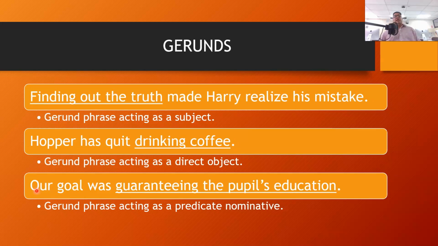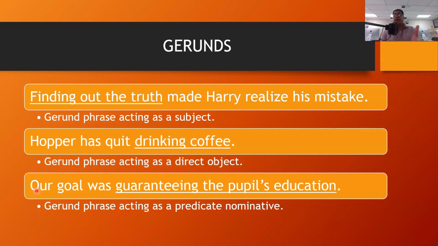Here we go. Finding out the truth made Harry realize his mistake. That is a gerund phrase. It's acting as the subject, because you gotta ask, what made Harry realize his mistake? Finding out the truth. That is what made Harry realize his mistake. Hopper has quit drinking coffee. Has quit what? Drinking coffee. That's what he has quit.